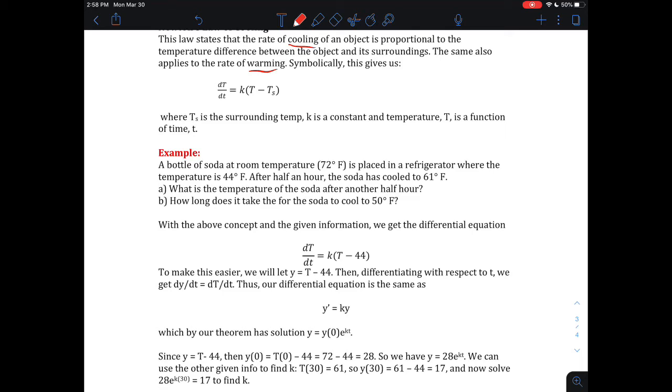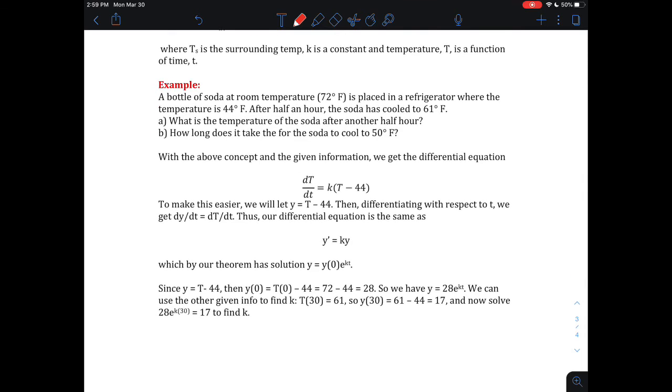After half an hour, the soda has cooled to 61 degrees Fahrenheit. Part A, what is the temperature of the soda after another half hour? So it's already passed 30 minutes and that temperature was 61 degrees. What will be the temperature after another 30 minutes? And then part B, how long does it take for the soda to cool to 50 degrees Fahrenheit?